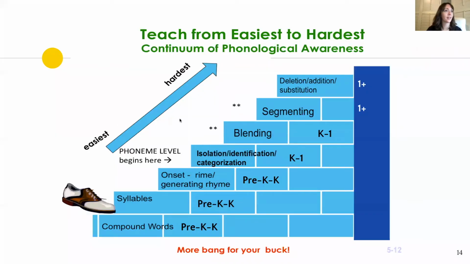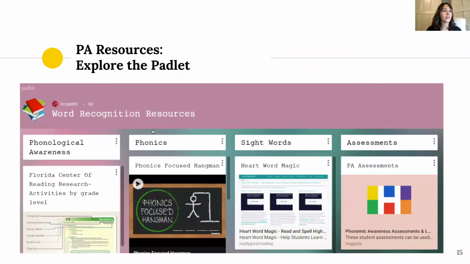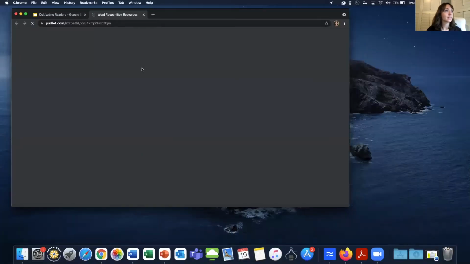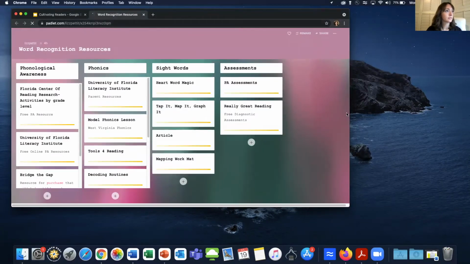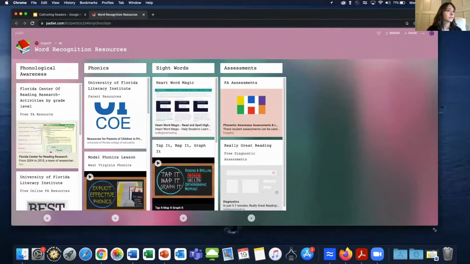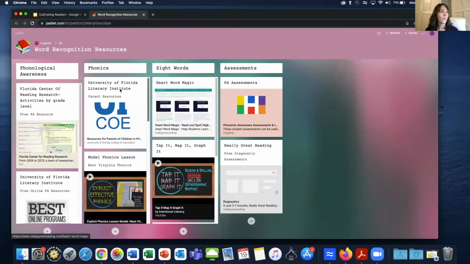I'm going to go back and share my screen and show you some really amazing resources that I have for you on the Padlet. So here is the Padlet, and I will share this in the chat. These are all word recognition resources. Remember when we talked about the simple view of reading, that first part of that equation was word recognition. So within word recognition, we have phonological awareness that we just talked about. We have phonics, and we have sight word recognition. And then I also have a column for assessments.